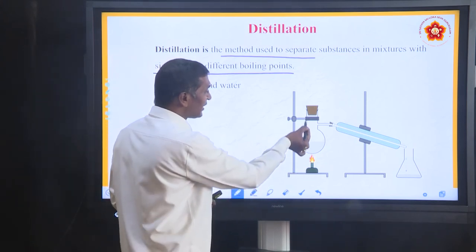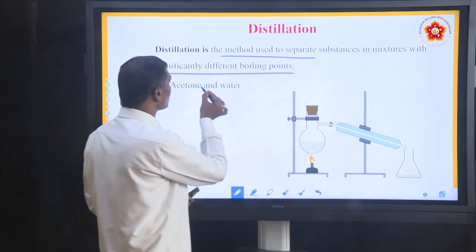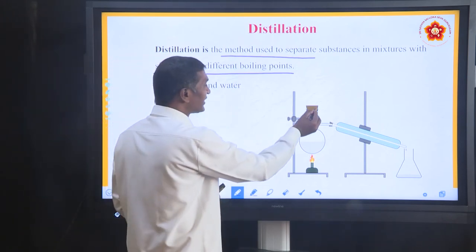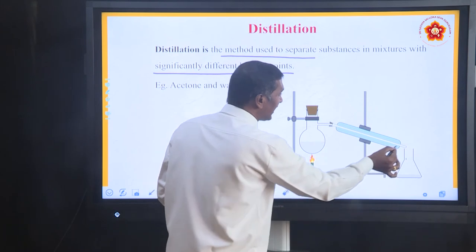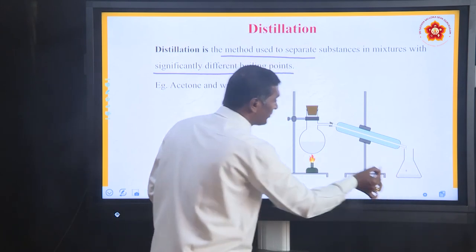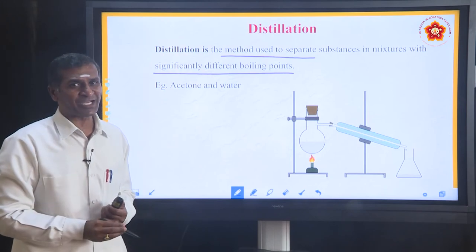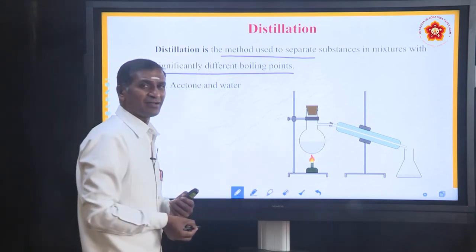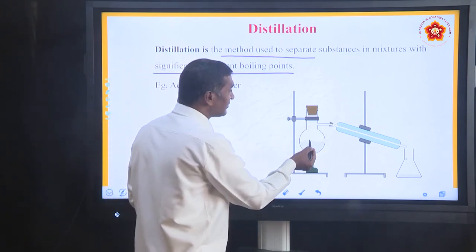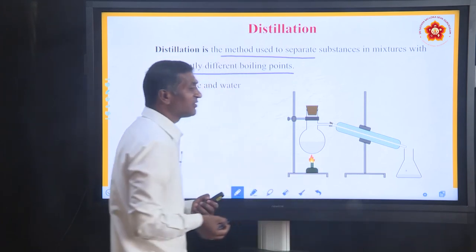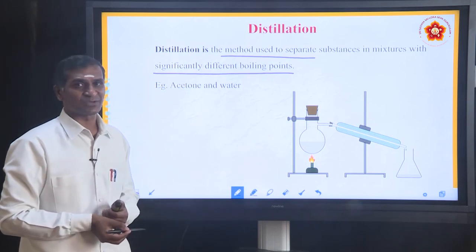You can observe here a round flask which is fixed to an iron stand, and inside that you have taken the mixture of acetone and water and closed it with a rubber cork and a delivery tube, and a cool condenser is attached. At the other end of the delivery tube you have placed a conical flask. Acetone and water have different boiling points. So on boiling the acetone and water mixture taken in this round flask, based on their boiling points we can observe the extraction of the substances in the conical flask on the other side.